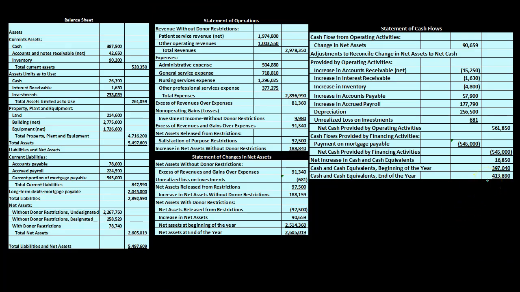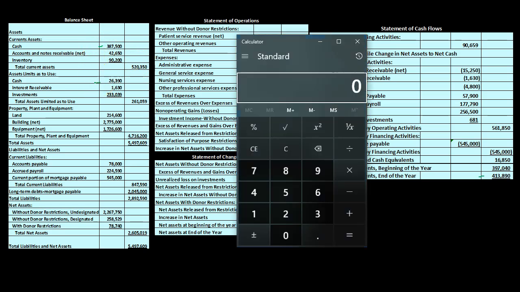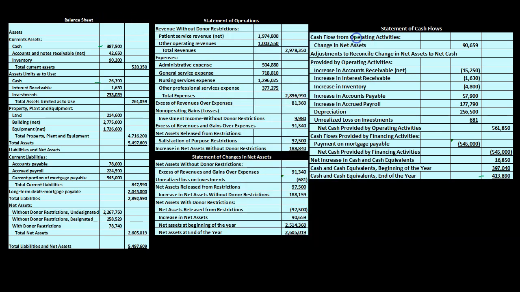So here's all of our information. This number here, the 413, would be tying to the balance sheet. We could see the balance sheet here and here. So that will be the cash of the 387.5 and the 26,390, which would be the 413,890. And of course, what would be similar to the net income or change in net assets is also going to be tying out to the statement of change in net assets, that being the 90,659.